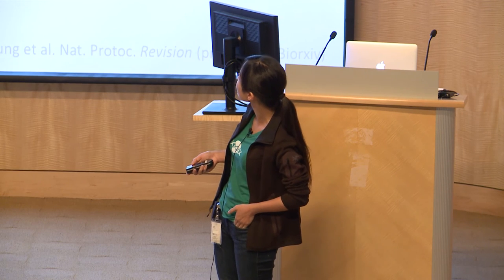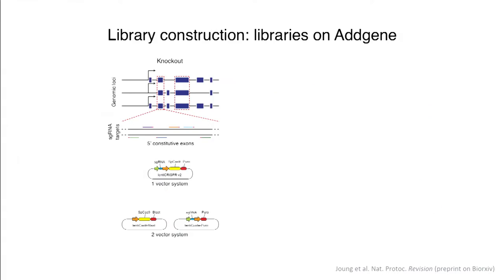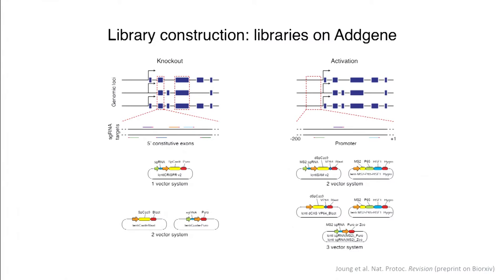So starting off with library construction, we have provided several different libraries on Addgene, the first of which is a genome-scale knockout library targeting either the human or the mouse genome. This library is called GeCKO. It is available in a one-vector system where SpCas9 and the guide are on the same vector, or in a dual-vector system where the Cas9 and the guide are on two separate vectors. As well as an activation library that also targets the human and mouse genomes.